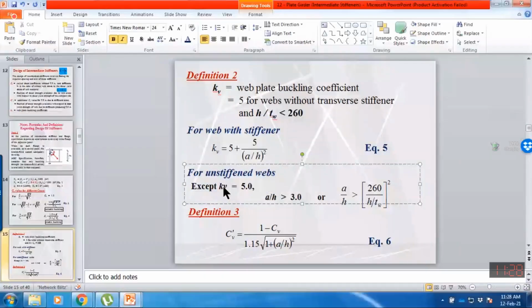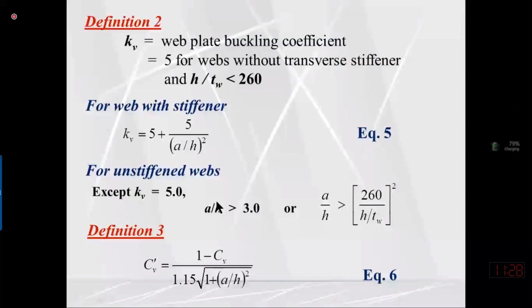Sometimes actually we are providing the stiffeners, but the spacing of the stiffener is very large. If the spacing of stiffener is very large, tension field action will not develop. Tension field action will not develop if a over h ratio is more than 3. More than 3 means that spacing of stiffener is more than 3 times the height of plate girder. Or if a over h ratio is more than the square of 260 over lambda W ratio, we will satisfy this condition when designing plate girder.